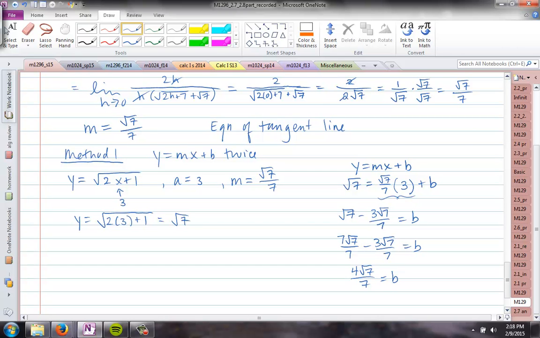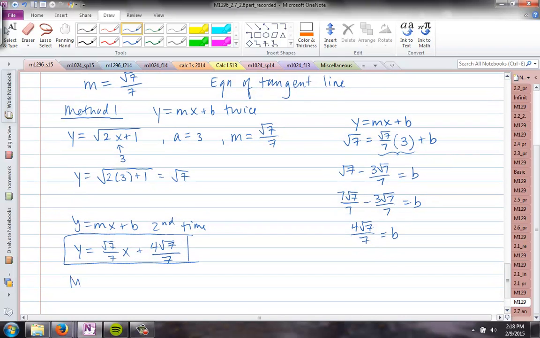And so, finally, we use our y equals mx plus b the second time to plug in just the m and the b. Then we get our equation of the line. So it's square root of 7 over 7 x plus 4 times the square root of 7 over 7. That's the end. I'm just going to do quickly another way, and it doesn't matter to me which way you do this, but do put in the simplified y equals mx plus b form at the end.